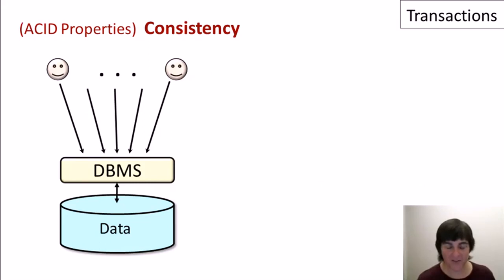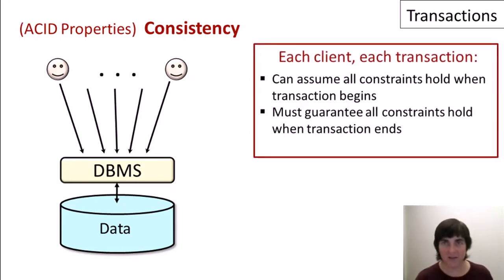Finally, let's talk about consistency. The consistency property talks about how transactions interact with the integrity constraints that may hold on a database. As a reminder, an integrity constraint is a specification of which database states are legal. Transactions are actually very helpful in the management of constraints. Specifically, when we have multiple clients interacting with the database in an interleaved fashion, we can have a setup where each client can assume that when it begins, it operates on a database that satisfies all integrity constraints.